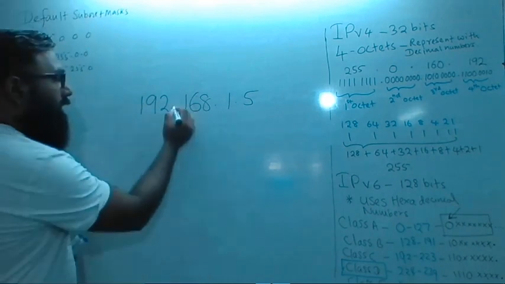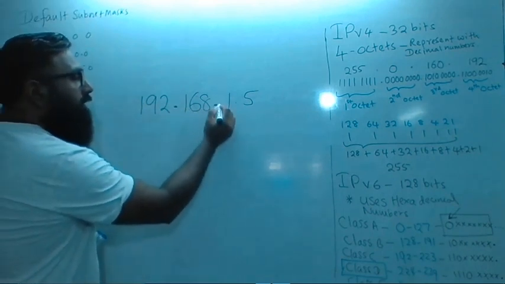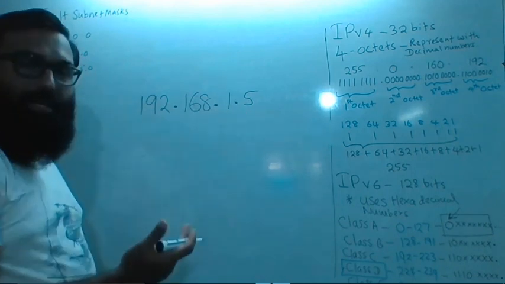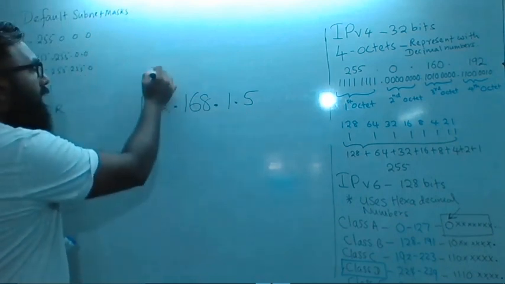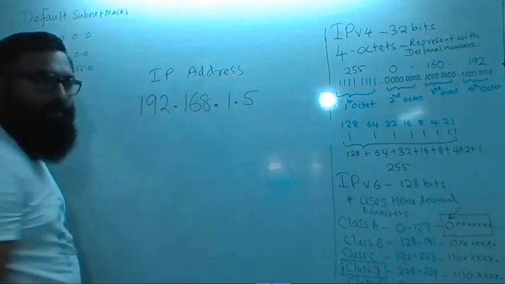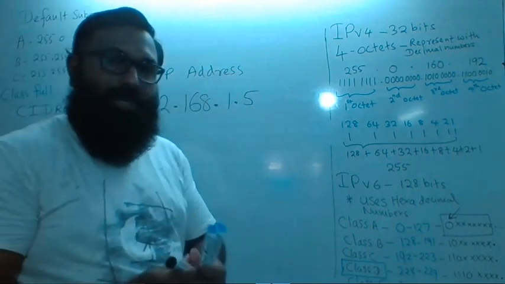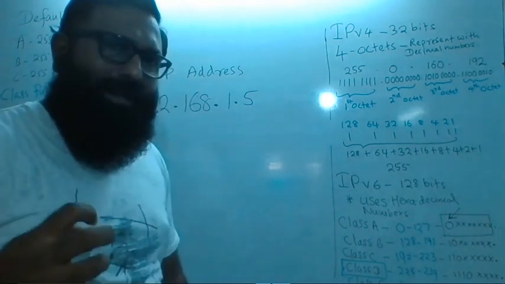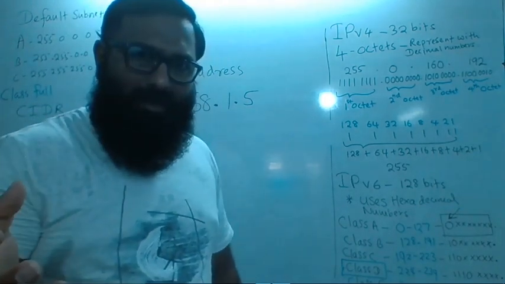192.168.1.5. Okay? Right? This is an IP address. Okay? IP address, internet protocol address. So that means why are we using an IP address? To identify objects in the network.